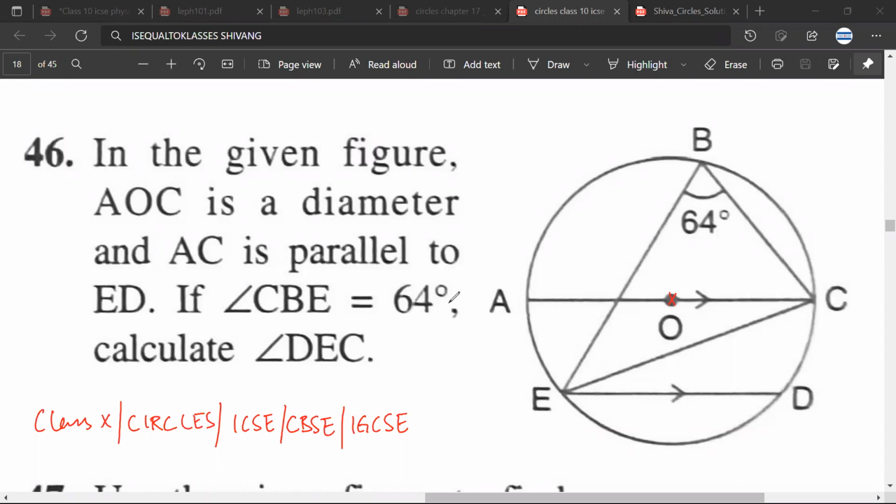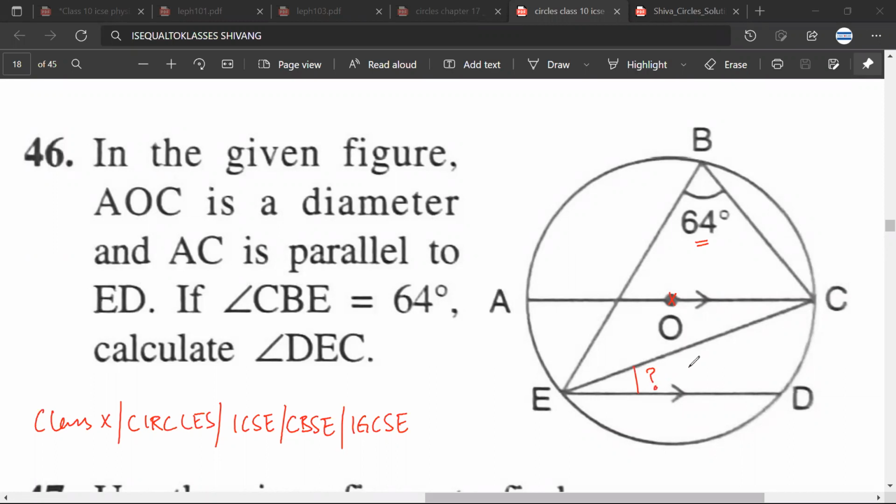CB is 64 degree. So CBE, this angle is 64 degree. Calculate DEC. DEC is this angle. Mr. CB, how should I do this?